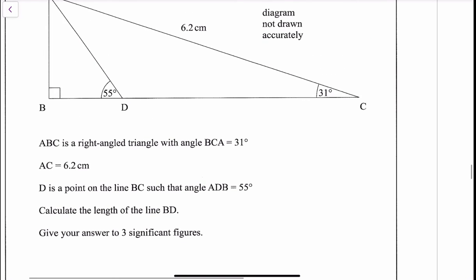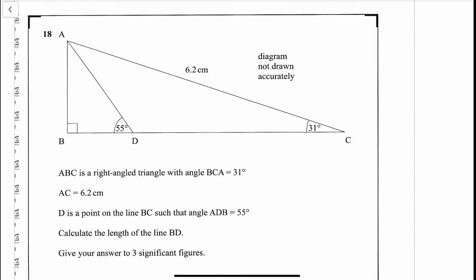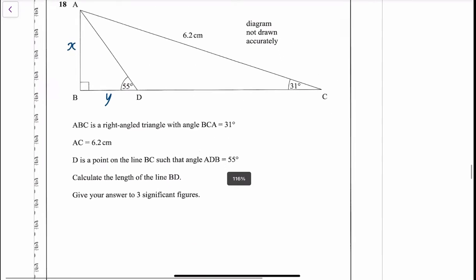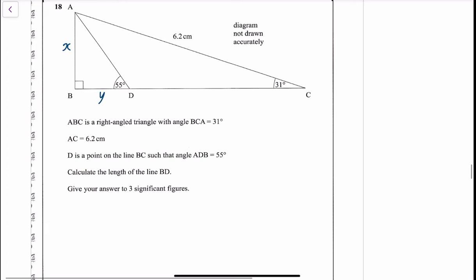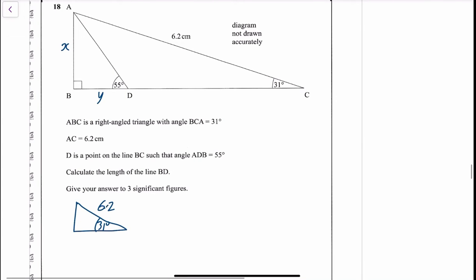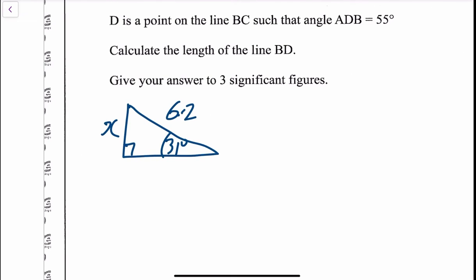Okay, next one. So you've got this shape here, and it says calculate the length of BD. So I'm just going to call this my Y, because I'm going to have to find that in a wee minute. I have to find something else first. To find Y, I'm going to have to first find X. So I'm going to use this big triangle. So using this big triangle here, I'll just draw that out again. What have I got? Just bear with me a wee second. That is 31 degrees. That was 6.2. And that's my X. That's a right angle triangle. We'll find this side X and we'll come back to the other diagram.